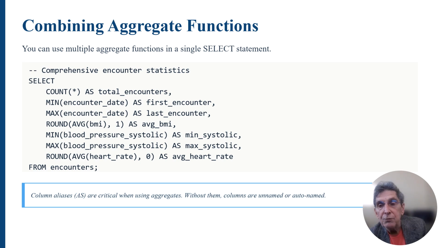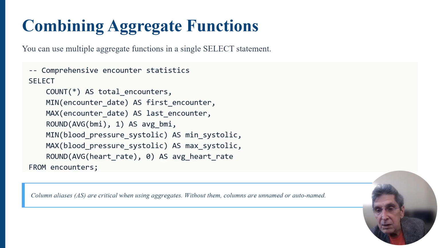Now, a powerful feature of SQL is that you can use multiple aggregate functions in a single select. This lets you build comprehensive statistical summaries in one query. The example here creates a complete encounter statistics summary in a single query. Let's look at this carefully. The total encounter count, the date range from first to last encounter, the average BMI, the systolic blood pressure range, the average heart rate. It's essentially a mini dashboard all in one query. Look at this. Go through it line by line.